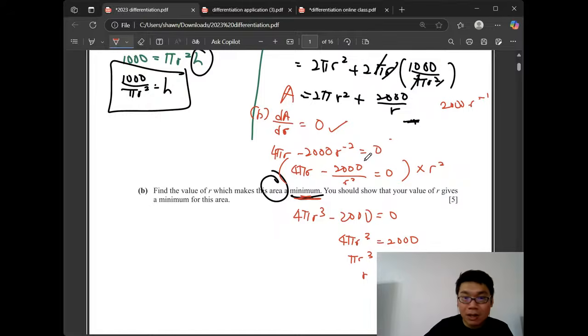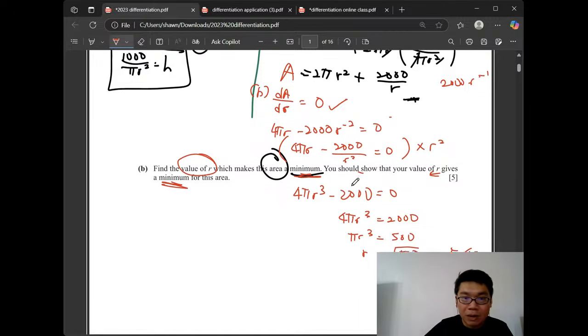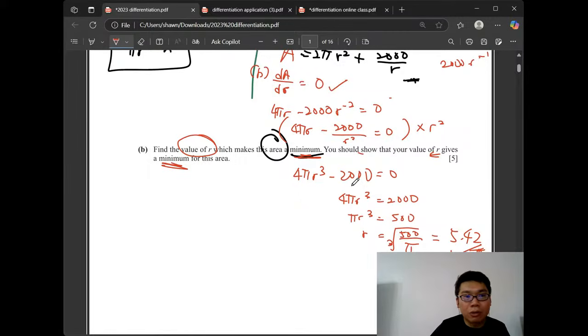Okay. And for this question, always when you do max min questions, at last you need to see what the question asks. Here it asks you to find the value of R. They do not request for the value of A. So here you already can get 4 marks without finding A. And then the next thing that they ask you to show is that this is a minimum.